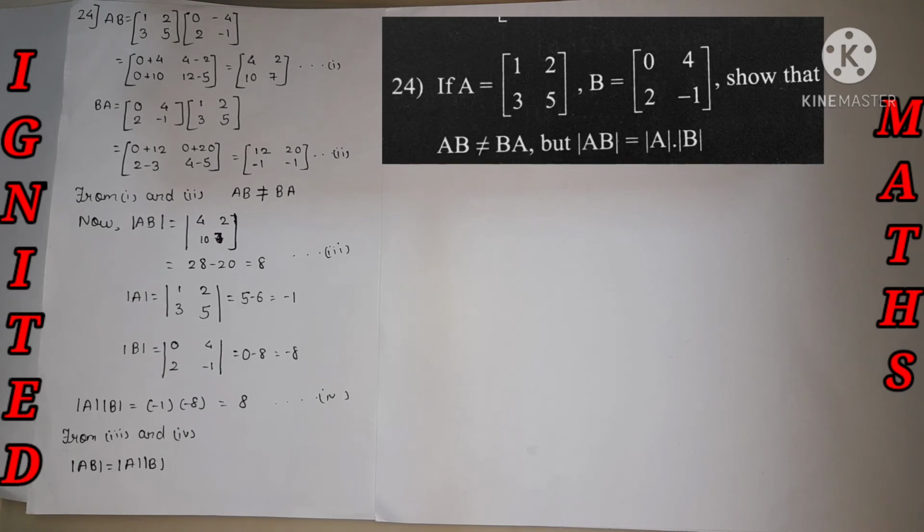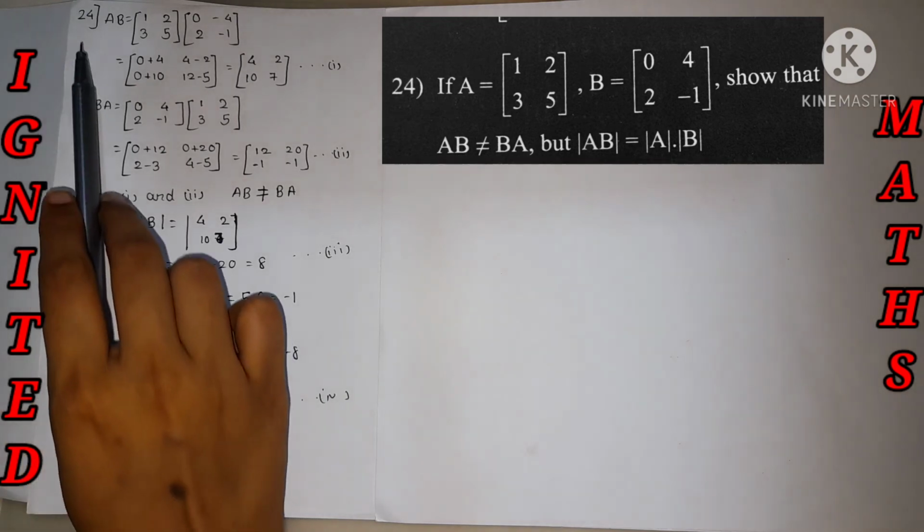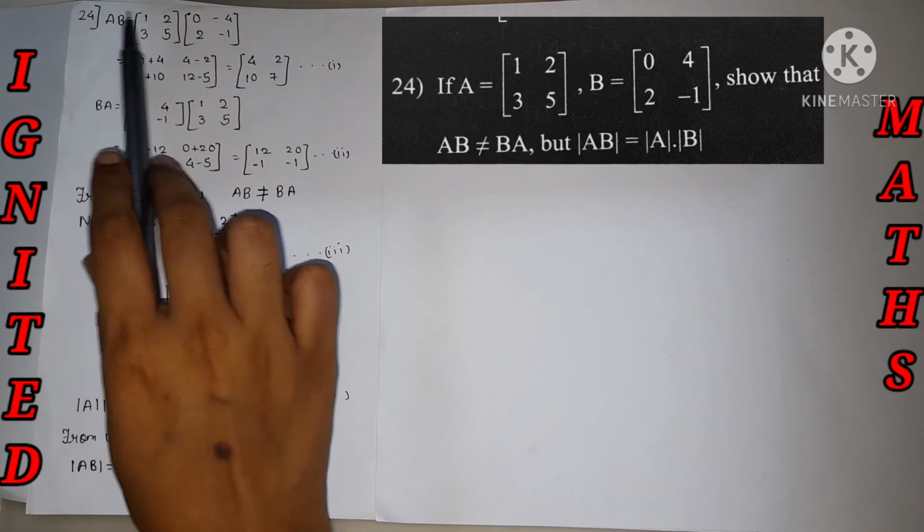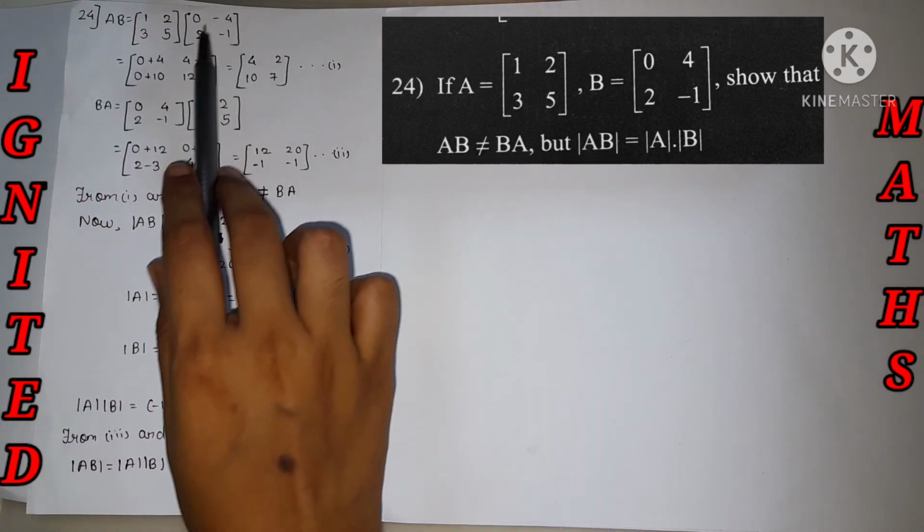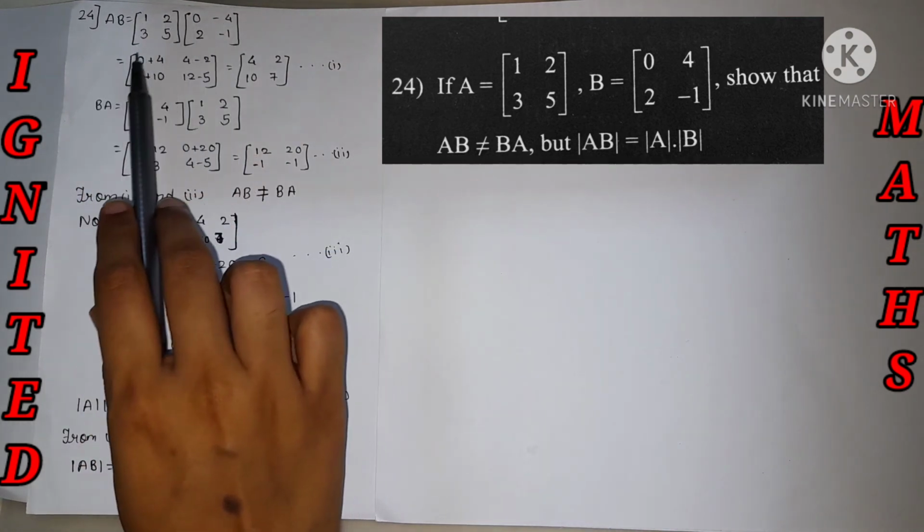The 4.6 exercise is based on matrix multiplication. So in total there are 25 sums. It's completely based on matrix multiplication. Now the 24th sum, we have written the AB matrix, that is nothing but the A matrix over here and the B matrix over here, and we need to do the matrix multiplication.